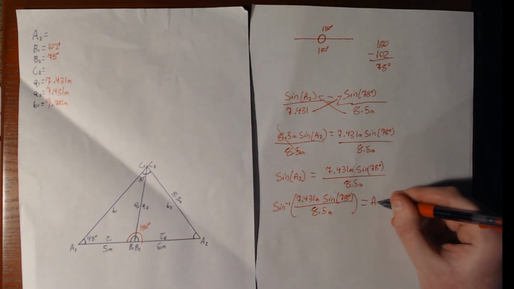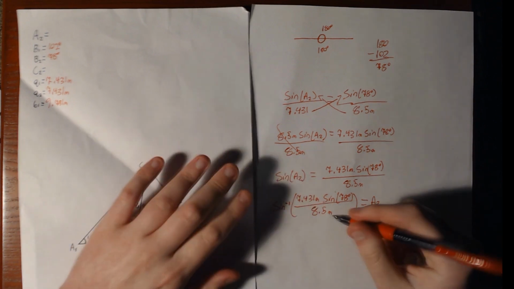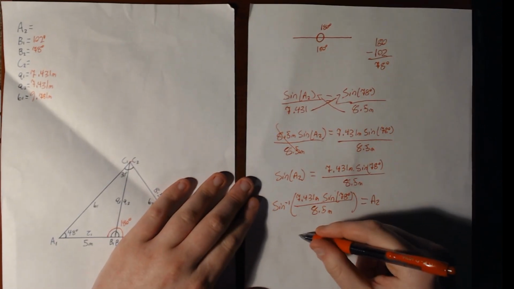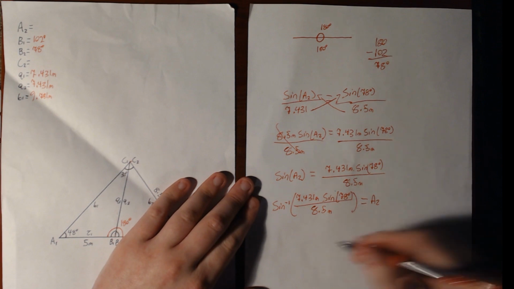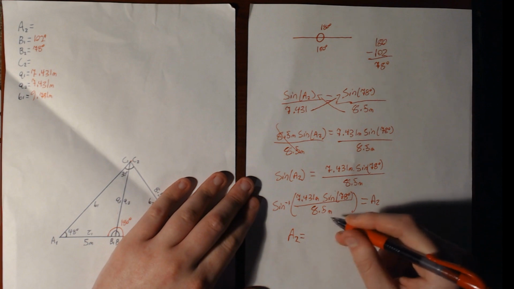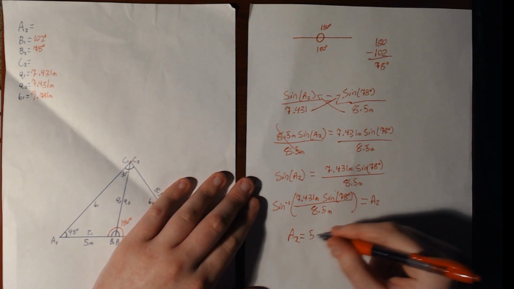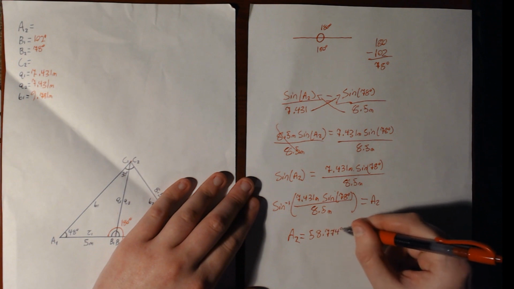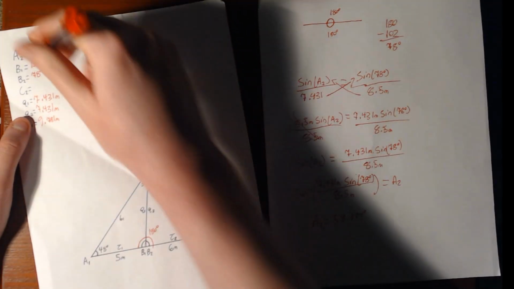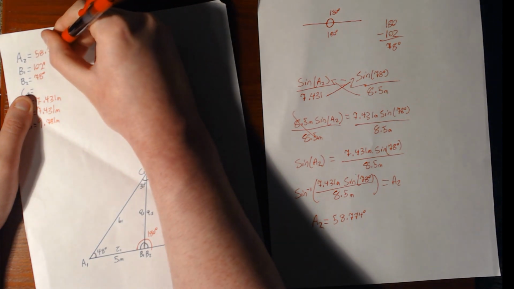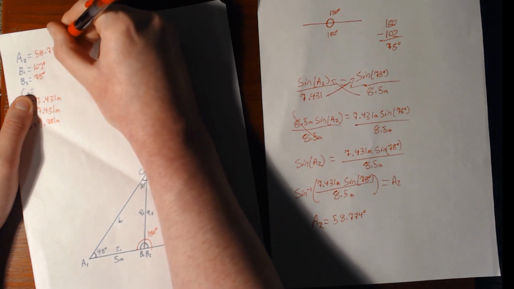equals a sub 2. All right, and once you type this into your calculator, you should get something around 58-ish degrees, but if you want to be specific, like I always like to do, you'll get 58.774 degrees. So that's what a sub 2 is going to equal. It's going to equal 58.774 degrees.